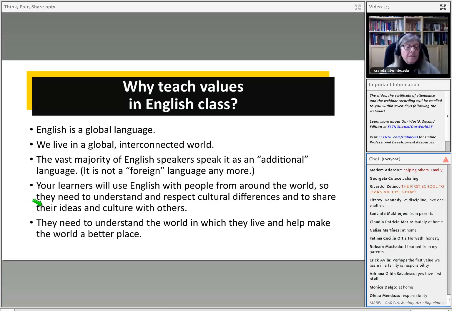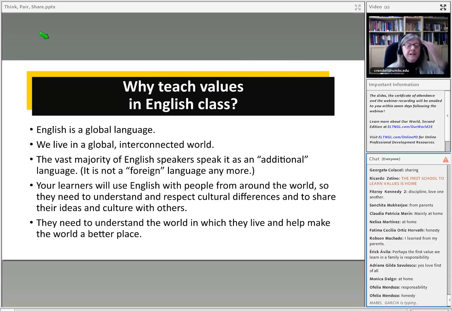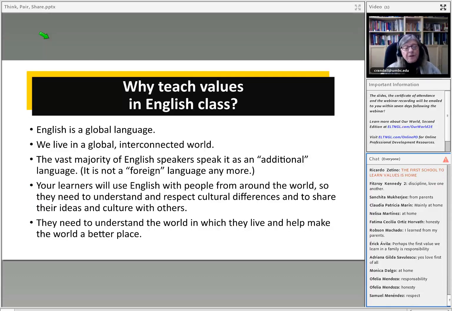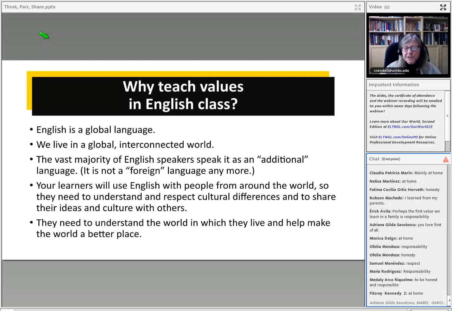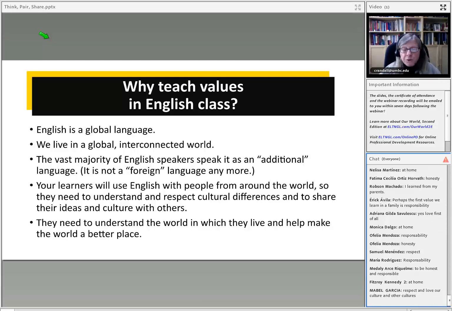So why teach values in an English class? Well, to begin with, English, as you all know, is a global language, and we live in an interconnected world. And part of the way that we stay connected is through English. We use English in so many different contexts. It's a major language of the internet. And most important for your learners is the vast majority of English speakers around the world speak it as an additional language. It is not a foreign language anymore.